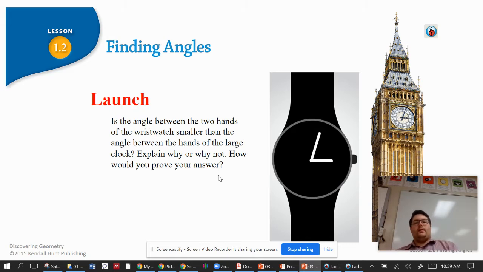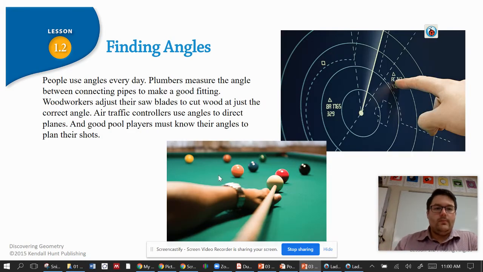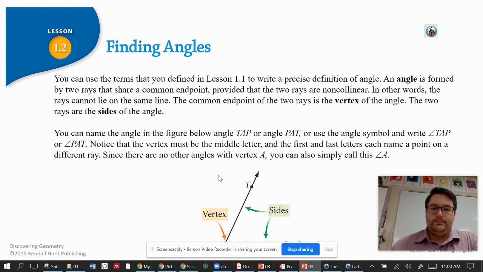Okay, so even though the wristwatch is a whole lot smaller than the clock, in this case those have the exact same angle. It's the same time showed on both. The angle is the same. It has nothing to do with how big the actual shape is or how long those little lines are. It's the number of degrees between the two sides, and we'll talk more about that as we go. Just an example of using some angles. Any of you play pool, you definitely need to know your angles.